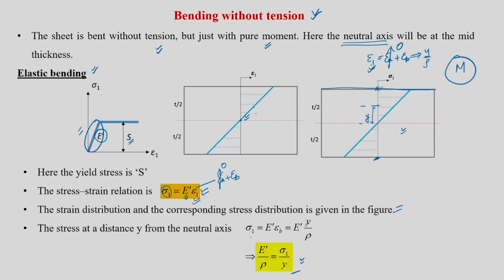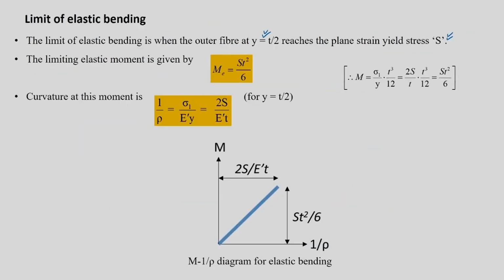As long as it is within this region, no problem. The moment it reaches S at y is equal to T by 2, at the upper surface, we call it the limit of elastic bending. So what do we do now?